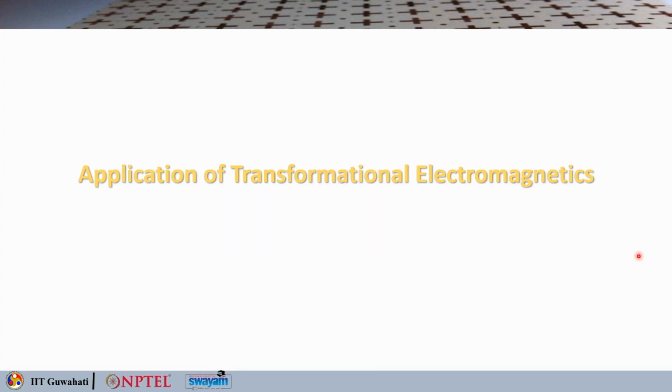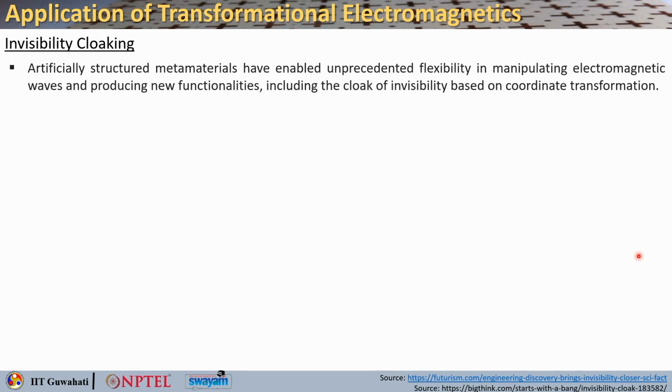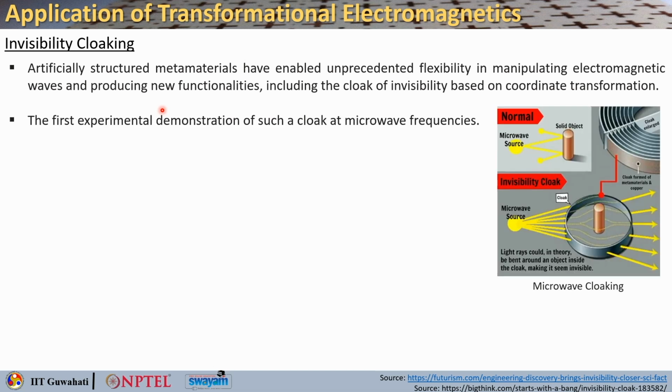So with that, we move on to the next topic, that is applications of transformational electromagnetics. The first application is invisibility cloaking. This kind of artificially structured metamaterial has enabled unprecedented flexibility in manipulating electromagnetic waves and producing new functionalities, something like this cloak of invisibility based on coordinate transformation.